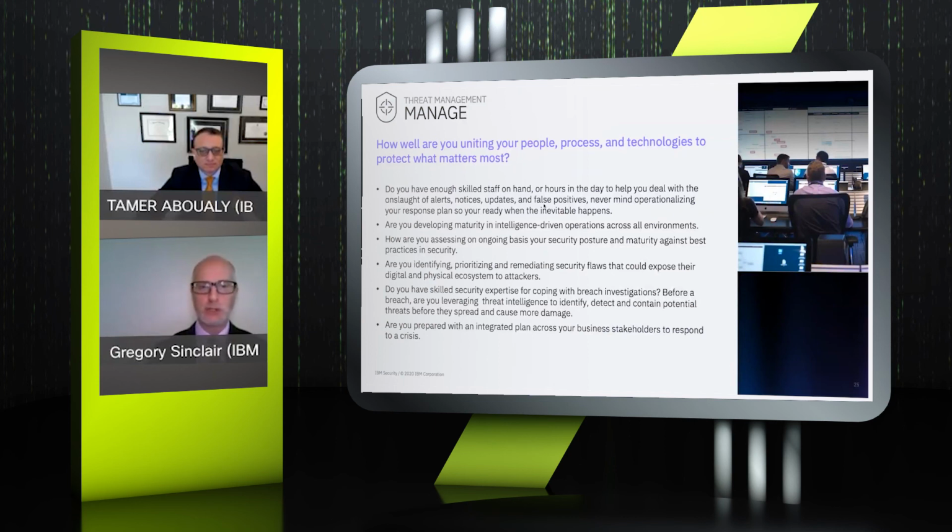And of course, not just the people, the process, and the technologies to facilitate the more automated and methodical approach to how we scale with the needs of the business.